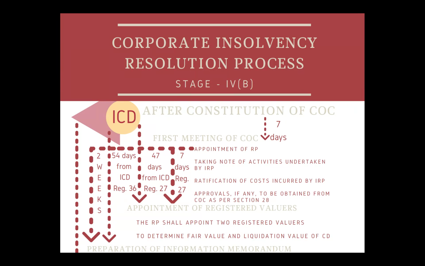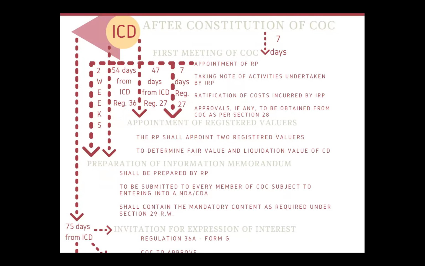So here, right next to the constitution of COC, you can find the word ICD. Why did I put it there? You will know the relevance very shortly, because under the code there are certain trigger points which are related to the ICD, and there are certain triggers which come from appointment of ARP. There are certain triggers which are from appointment of RP. So hence, to accommodate all that in one infographic, I had to put this ICD right next there, even though it is out of context.